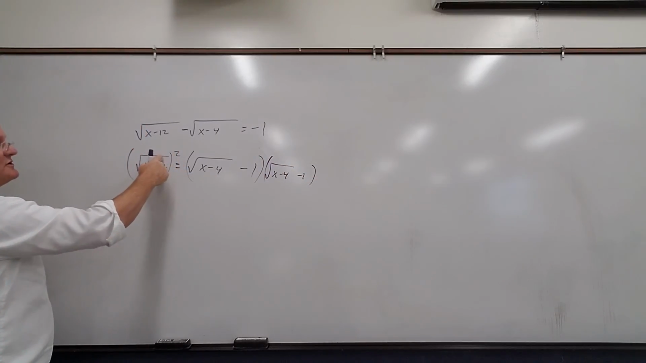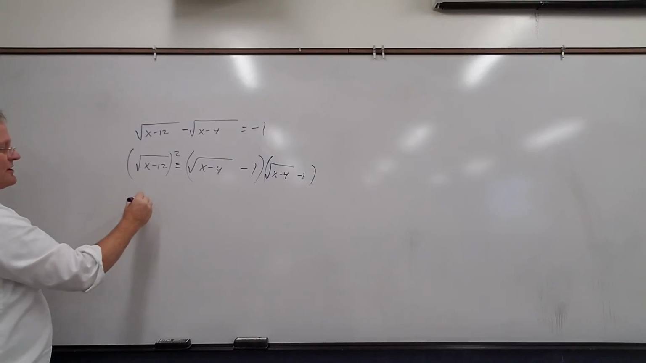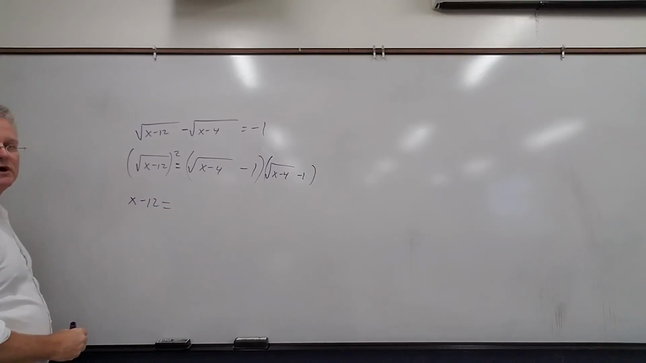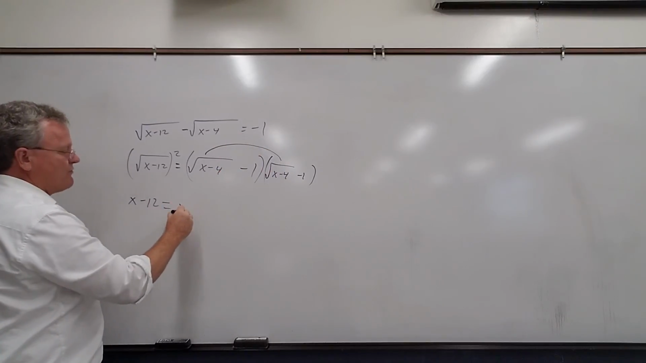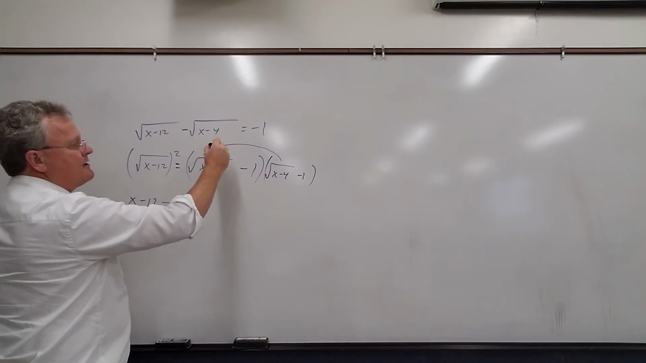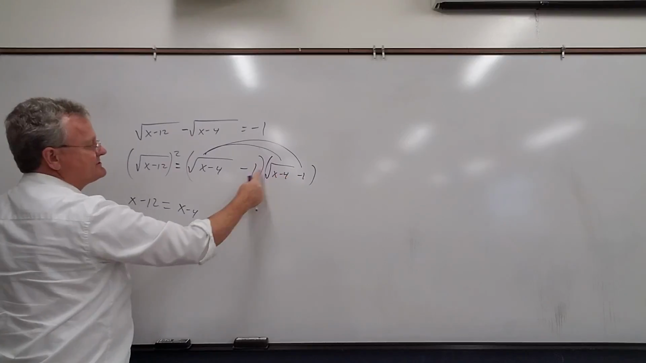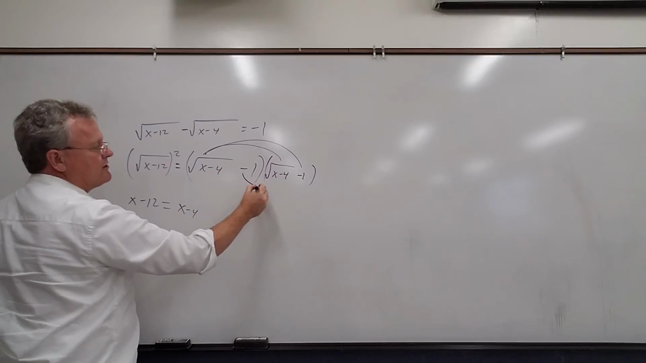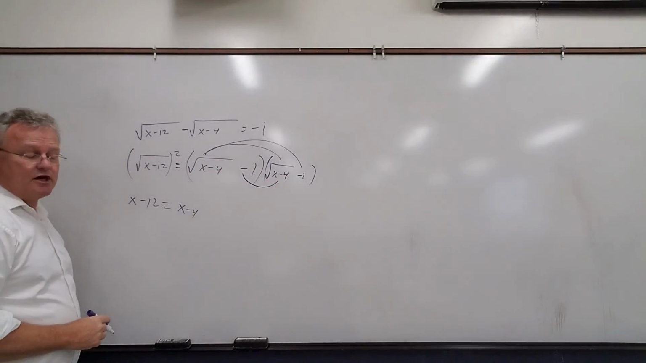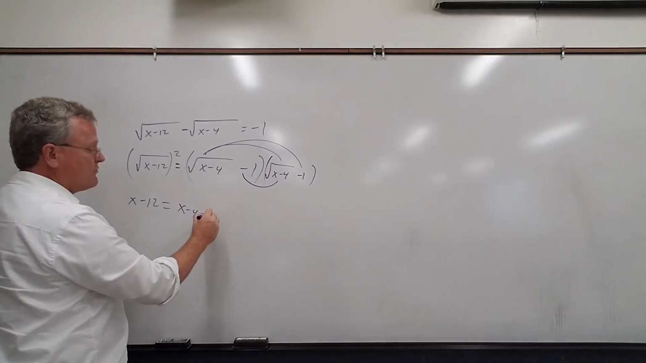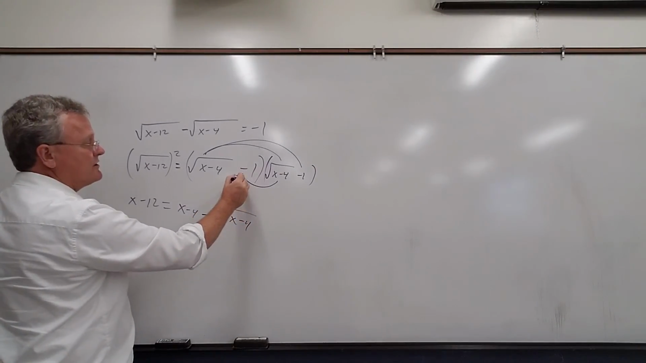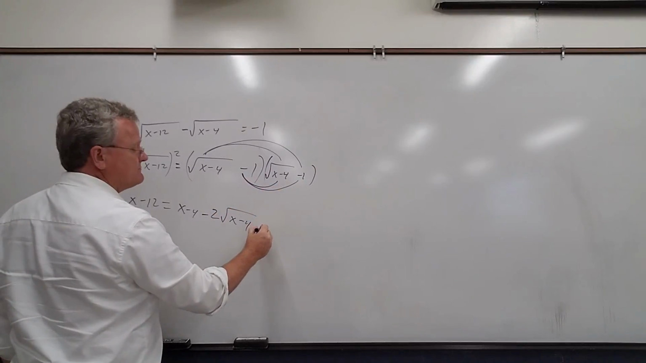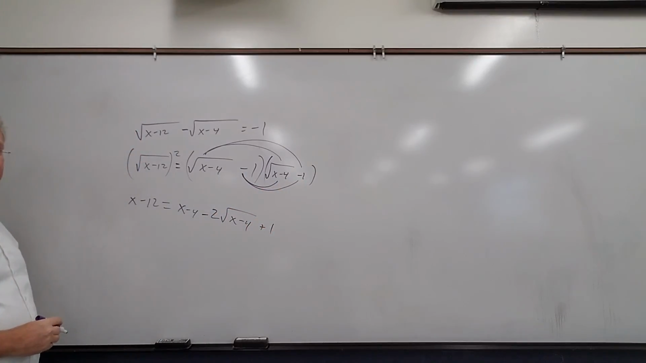So when I square root a square, they cancel each other. We get x minus 12. Here, when I FOIL, we'll get x minus 4 minus the square root of x minus 4 minus another square root of x minus 4 is minus 2 square root of x minus 4. And then negative 1 times negative 1 is positive 1.